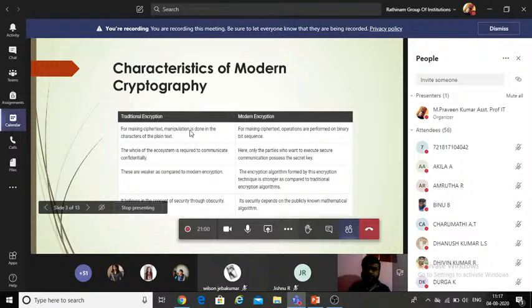Let us see. For the first point, for making ciphertext, manipulation is done on the characters of the plaintext. What is called manipulation? Manipulation means some manual operations. We have done the Caesar cipher and the Playfair cipher, and all the parts are manually calculated by us. Clear?